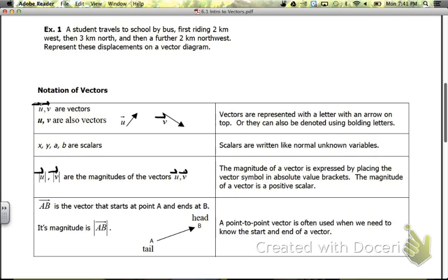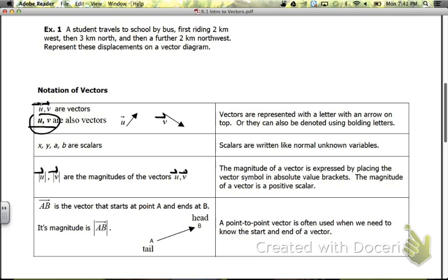But just talking about a couple of notations of vectors here. We have u and v are vectors. Also, u and v are also vectors here. Notice that this u and v here are bold. So vectors are represented by a letter with an arrow on top, or they can also be denoted using bold letters as such. Also, x, y, a, b are scalars. Scalars are written like normal unknown variables.